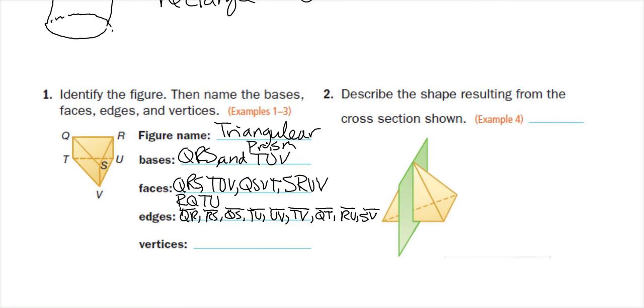Okay, next we have vertices, so that's all the sharp corners, so it'd be Q, R, S, T, U, and V. All right, let's take a look at example 2. It says describe the shape resulting from a cross-section. So we have a pyramid, we're cutting vertically. Vertically would just look like the sides that we already have, so in this case it would be a triangle. And that's it.